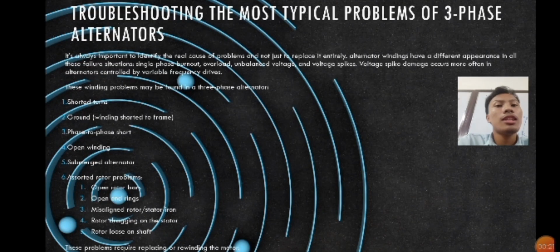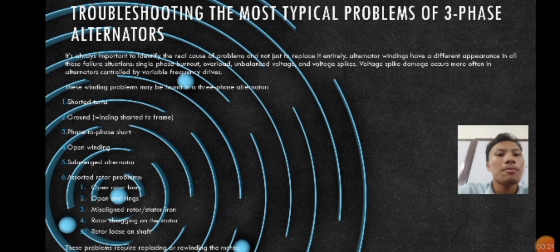Now moving on to the next topic, troubleshooting the most difficult problems of three-phase alternators. It's always important to identify the real cause of problems and not just replace the unit entirely. Alternator windings have a different appearance in each of these failure situations: single-phase burnout, overload, and voltage imbalance and voltage spikes. Voltage spike damage occurs more often in alternators controlled by variable frequency drives. These winding problems may be found in a three-phase alternator. First is the shorted turns, second the ground, third the phase-to-phase short, fourth the open winding, and fifth the submerged alternator.